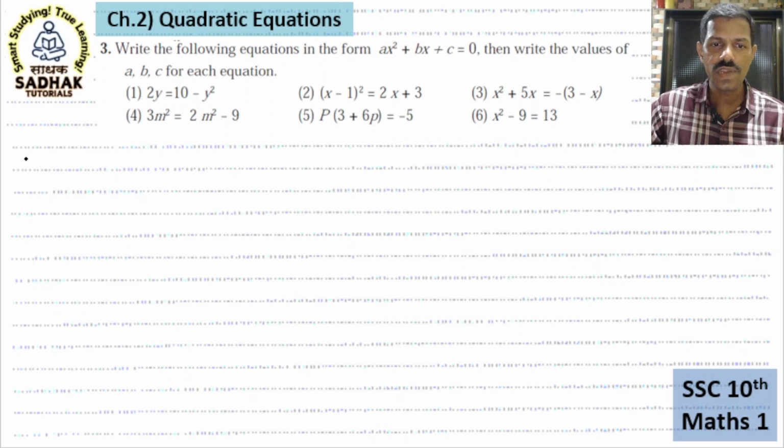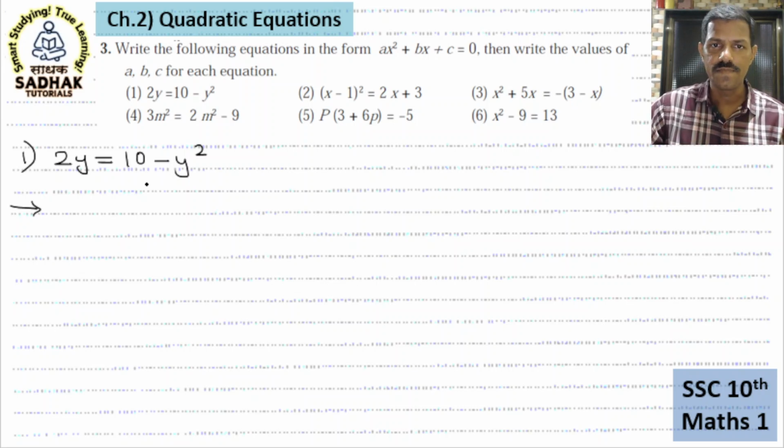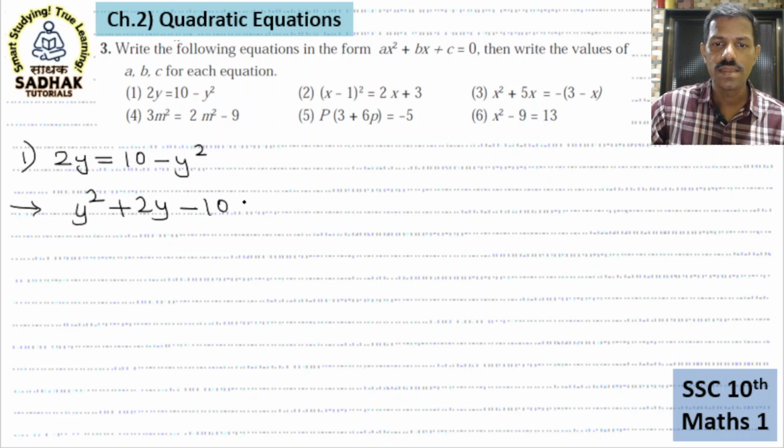Okay, chalo. So the first equation that is given is 2y is equal to 10 minus y square. In this equation what we have to do, we have to write the terms which are given on the right hand side on the left hand side. While doing that the signs will obviously change. So this plus 10, when it goes on the left hand side, it will become minus 10, and this minus y square, when it goes on the left hand side, it will become plus y square. Okay, so let us write it. So it will be y square plus 2y minus 10 is equal to 0. Okay, so this will be in the form ax square plus bx plus c is equal to 0.